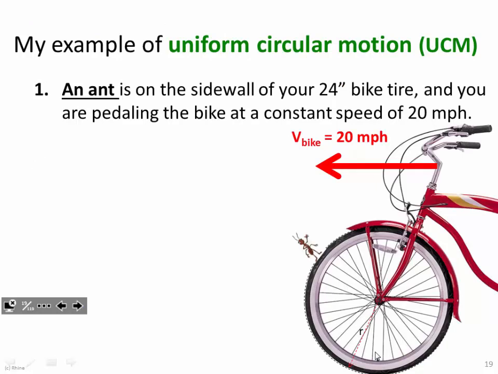The example I'm going to use is a bike moving along at a constant speed. If the bike's moving along at a constant speed, what's the tire doing on the bike? It's rotating at a constant speed, all right? So that tire is going around in uniform circular motion. And just to give us a marker on that tire, I scotch taped an ant to the side of the tire, so he could go for a ride.